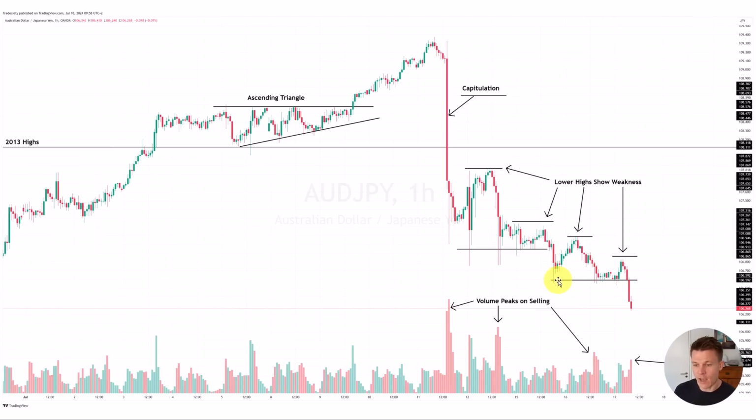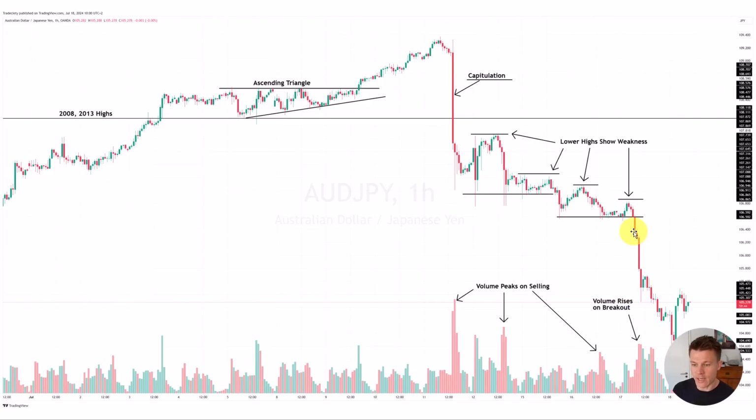Here we see then we have the break into the fresh lows, just what I explained in the previous example. The volume is rising on the breakout, and that's where you want to get into those types of markets and those types of situations. It's similar to the one before.